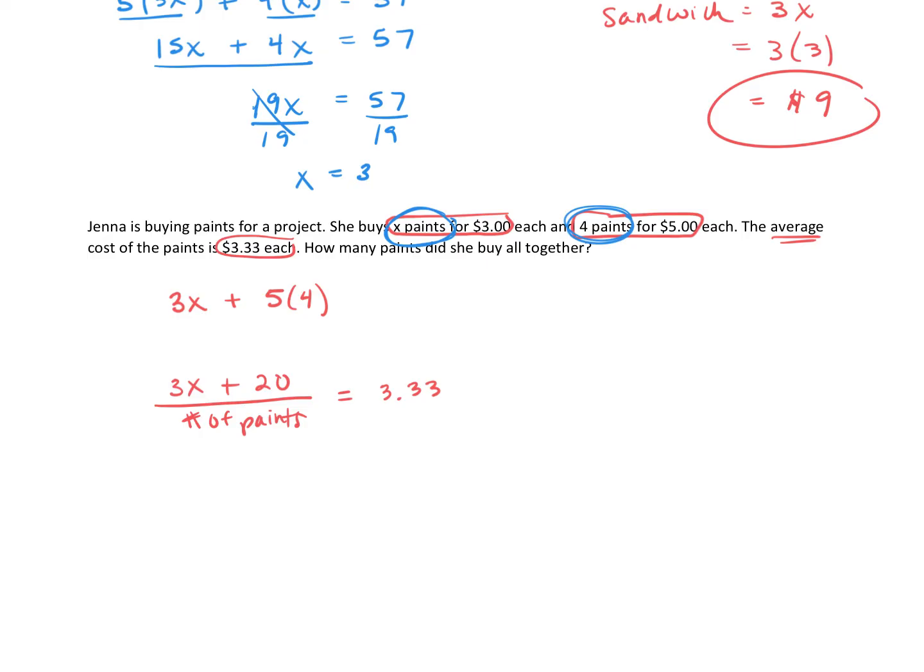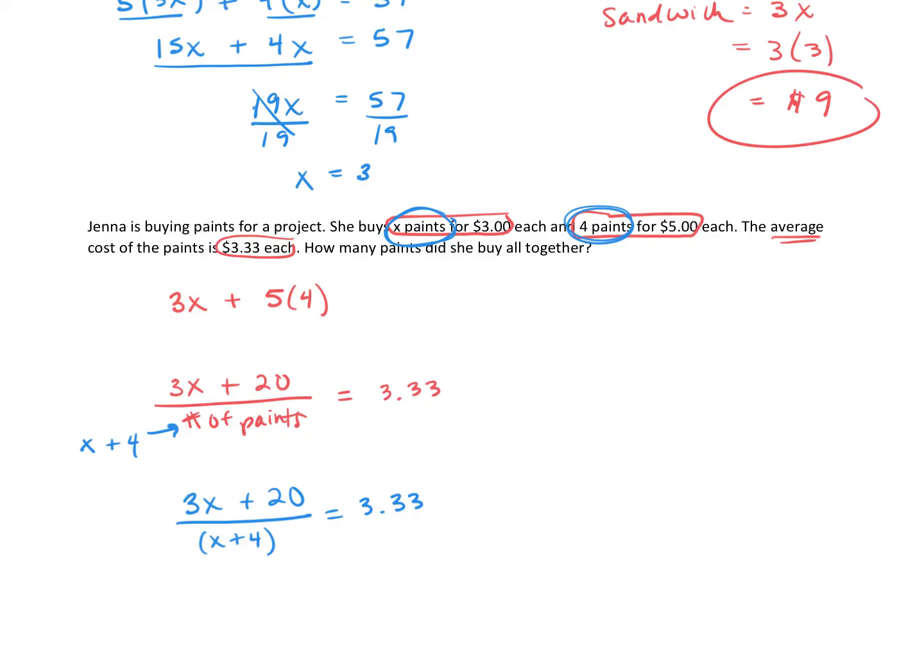What our equation is going to look like is we're going to take our 3x plus 20. We're going to divide by the number of paints, which is our X paints plus the 4 paints. That's how many paints there are. Since we don't know what X is, we just have to leave that as X plus 4. And I'm throwing it in parentheses so we can think of those as being together. That's going to equal $3.33.